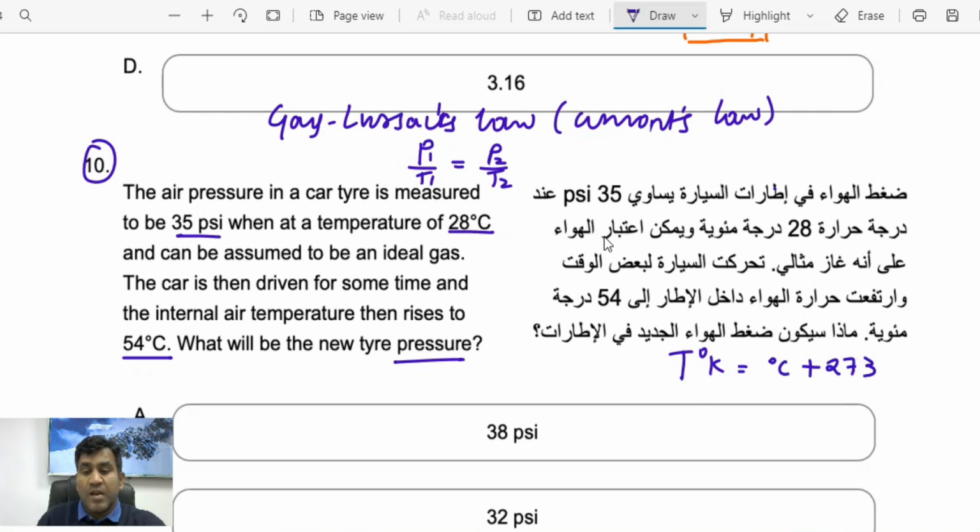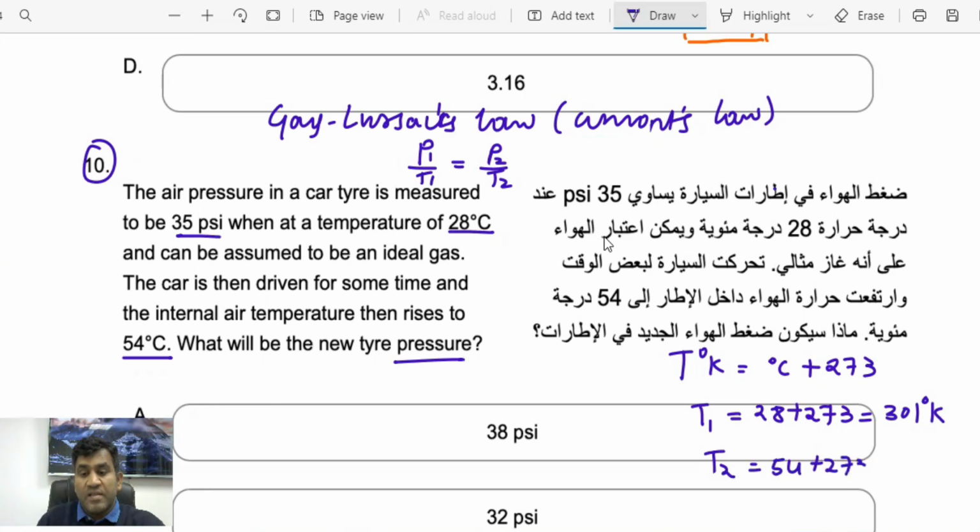So from this, let's calculate the value for T1 in degrees Kelvin. T1 can be written as 28 plus 273. That gives us 301 degrees Kelvin. Same way, calculate for T2. T2 can be written here as 54 plus 273. That gives us 327 degrees Kelvin.